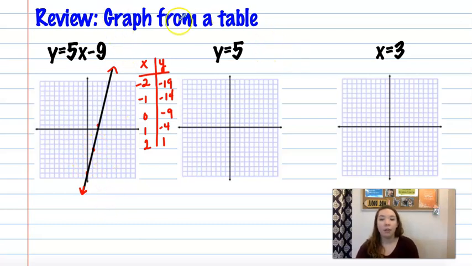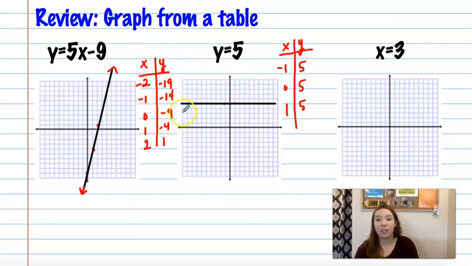As a reminder also, if you have y equals 5, this is kind of a special case where no matter what, all of your y's are going to be 5. You can still pick your x's, but all your y's are going to be 5. There's nothing to plug in. So this would be negative 1, 5, 0, 5, and 1, 5, which is going to be a horizontal line. All of the equations where you have y equals a number and a number only are horizontal.